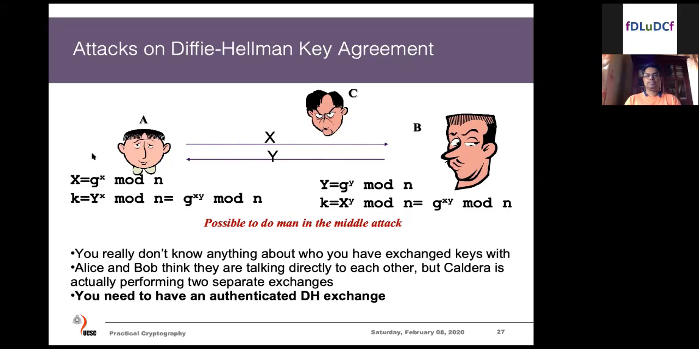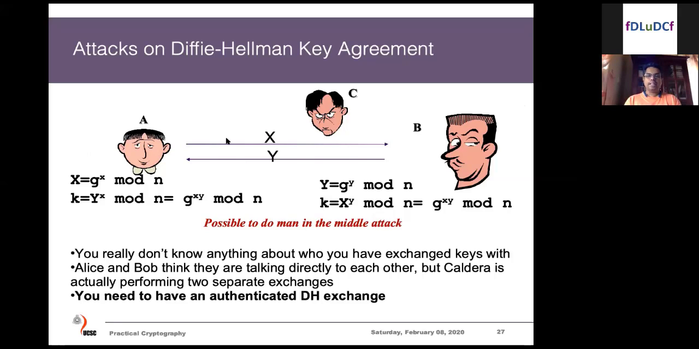Similarly, when B sends the public key Y, C keeps that and sends C's public key to A. So after receiving those numbers, B doesn't know whether he got the public key from A or C. Similarly, if A receives some number Y, A doesn't know whether he received that Y from B or attacker C. So that's called the man-in-the-middle attack.